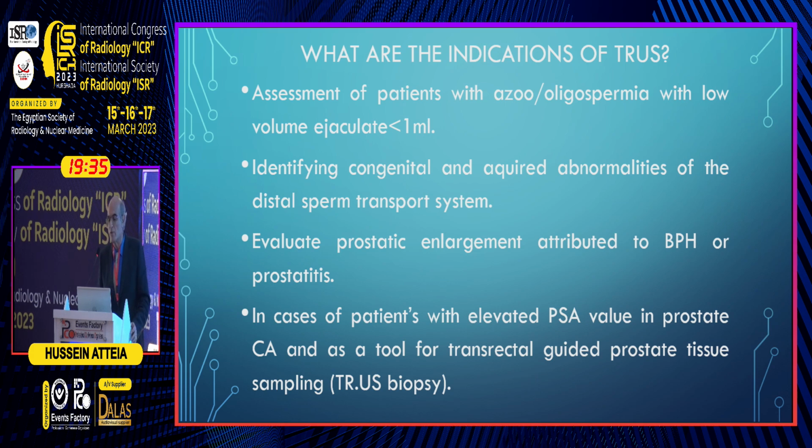What are the indications of TRUS? You know everything about it. It's assessment of a patient with azoospermia or oligospermia with low volume ejaculate. It means if your patient comes with infertility with a low volume ejaculate, less than 1 milliliter, you do the transrectal ultrasound. Identifying congenital and acquired abnormalities of the distal sperm transport system. Evaluate the prostate for enlargement due to BPH, or even in performing biopsy and evaluating the prostate if he has a high PSA for prostate cancer.